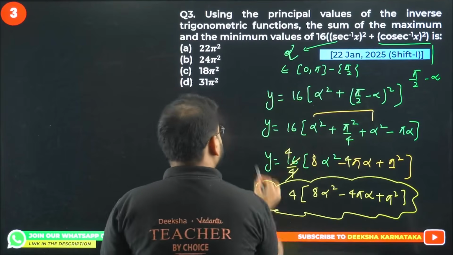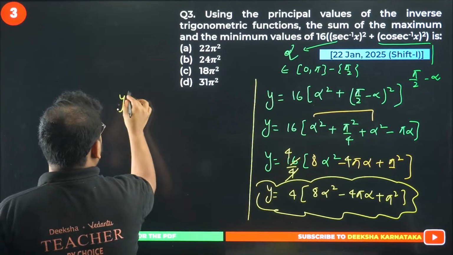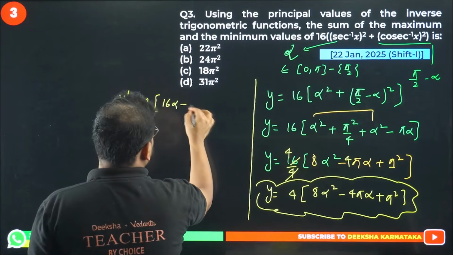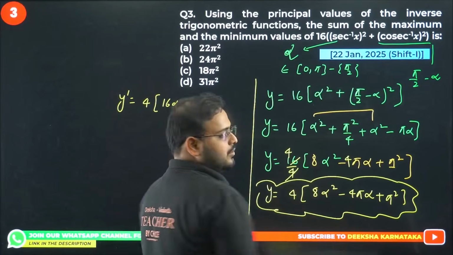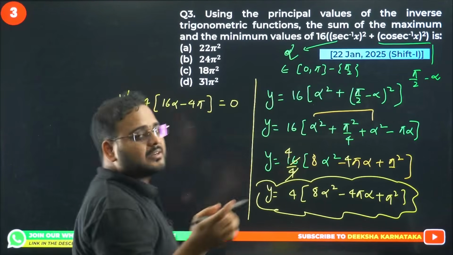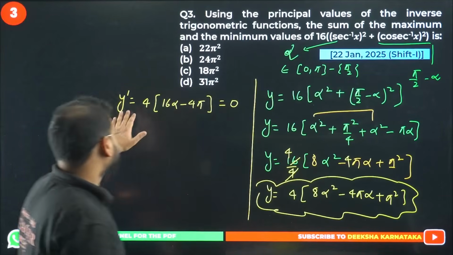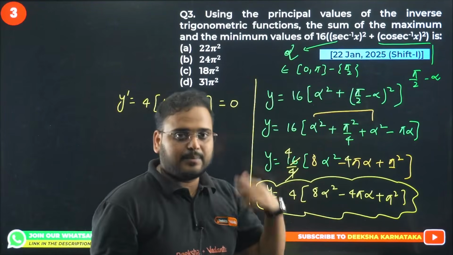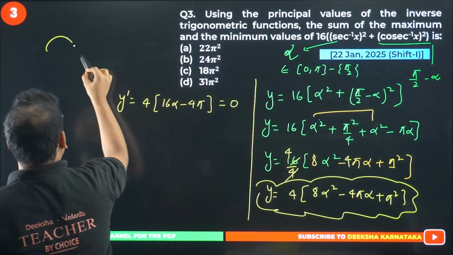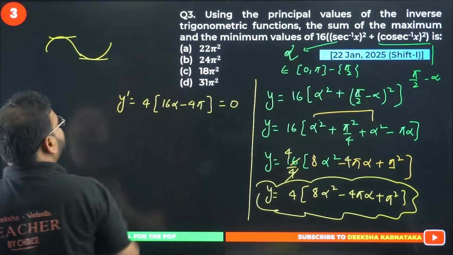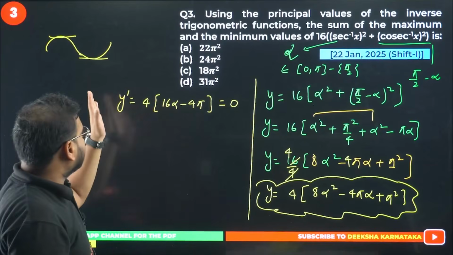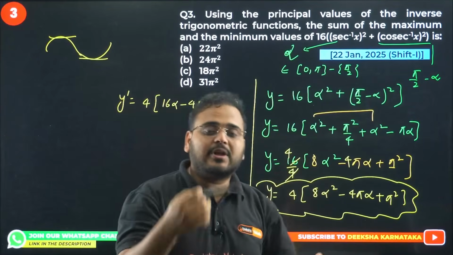Now I'm going to find a derivative. No problem. So I get y dash equals to 4 as it is. This will become 16 alpha minus 4 pi, and pi square is a constant, so 0. If you put this equal to 0, you find the critical point. How do you find the critical point? Find the derivative and put it equal to 0. What is the critical point? Where you have the slope maxima or minima, where you have slope parallel to the x-axis. Only then you get the critical points, by putting the derivative equal to 0.